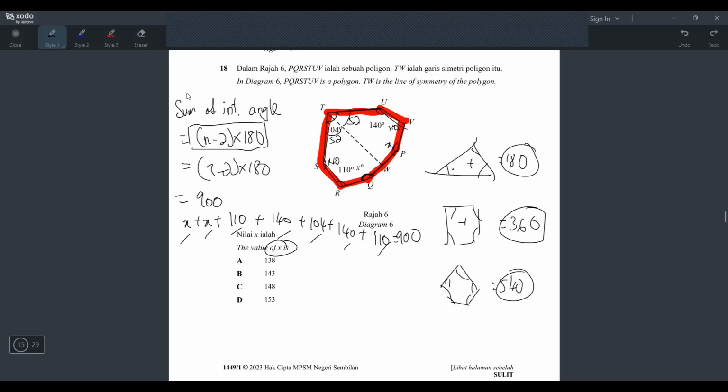Alright. So remember, to get the sum of interior angles, the formula is you take the number of sides minus 2, bracket, times 180. Okay, that's how you get the sum of interior angles.